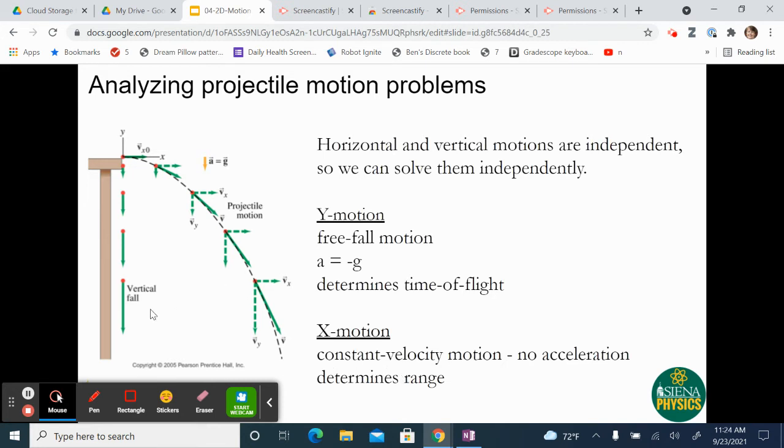And so the range is the distance from where the object started here to where it lands over here. And so that's the range. So this x distance, if we set this equal to zero, then the distance it gets to right before it hits the ground is our range.